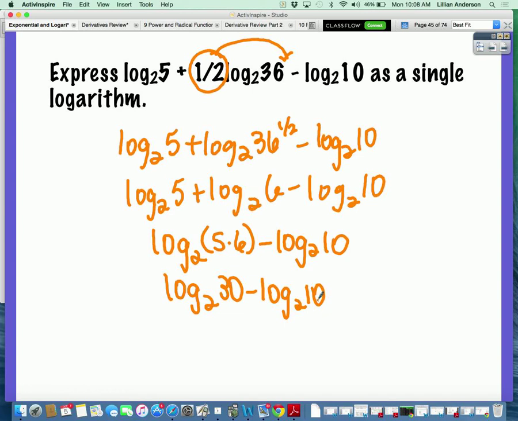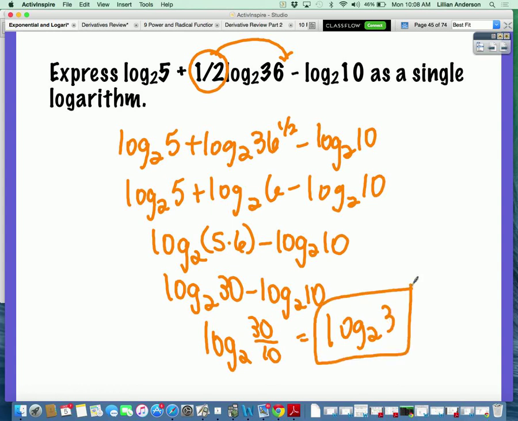And then we subtract. So this is going to be log base 2 of 3, because you got 30 over 10, which is 3. And that's how you write that long expression as a single logarithm.